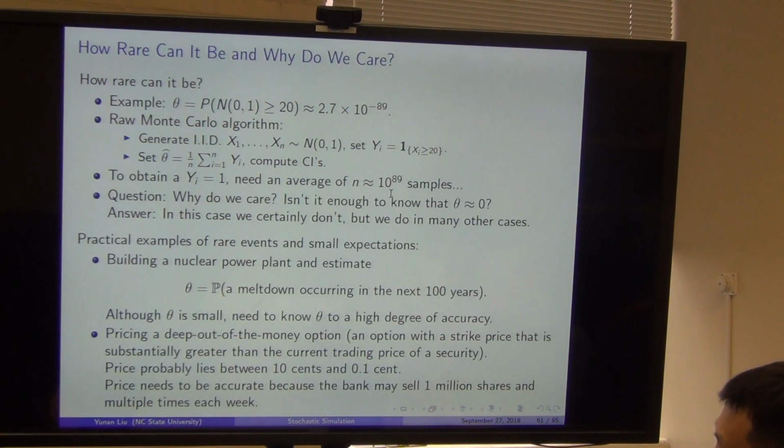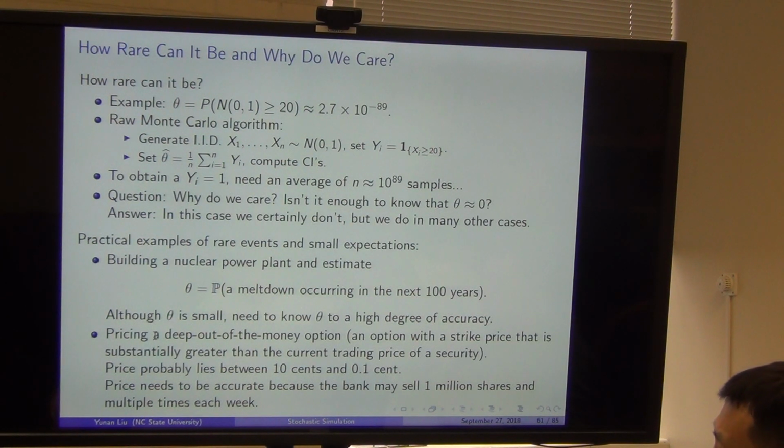For example, if you have a nuclear reactor, you may wish to estimate the probability that there's a meltdown occurring at this nuclear reactor in the next 100 years. This is a rare event. In most cases, it won't happen. But if it happens, it's going to be disastrous, catastrophic. So although theta is small, we need to know theta to a high degree of accuracy.